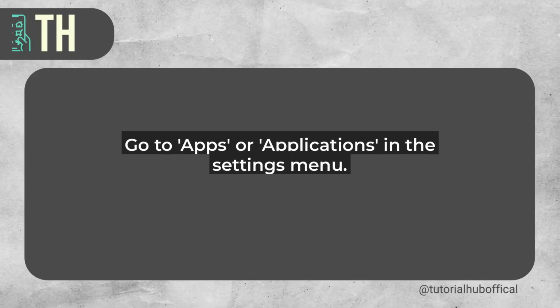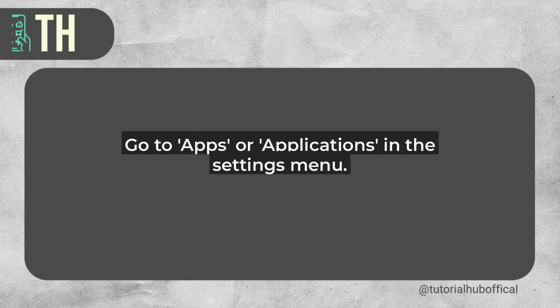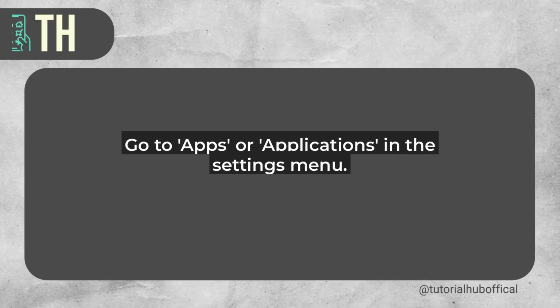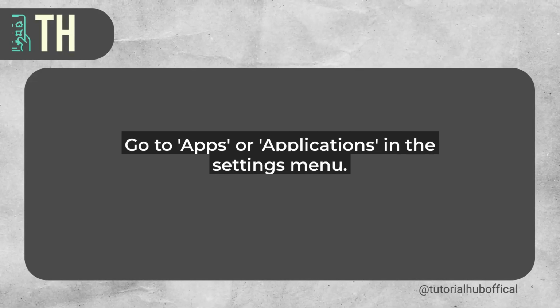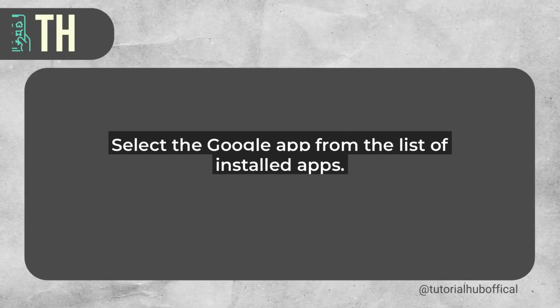This will bring up a list of all your installed apps. Now, find the Google app in that list and tap on it. Don't worry if it's buried. You can use the search bar if your settings have one. Next, look for the Notifications section within the Google app's settings. Tap on that, and you'll see various options.